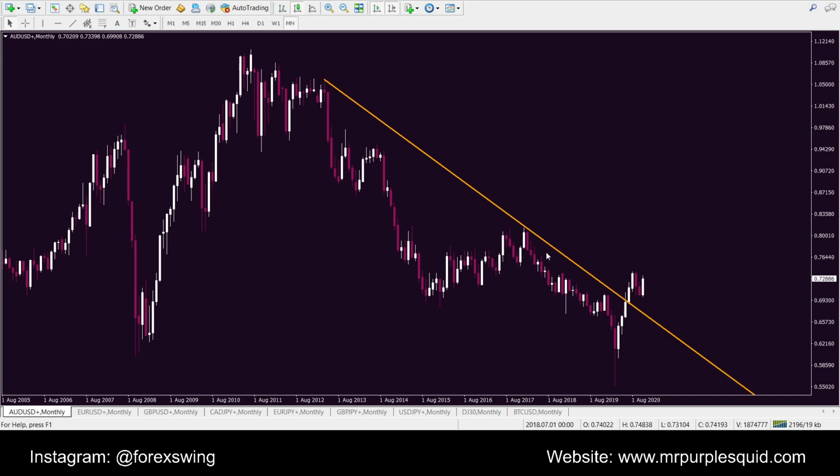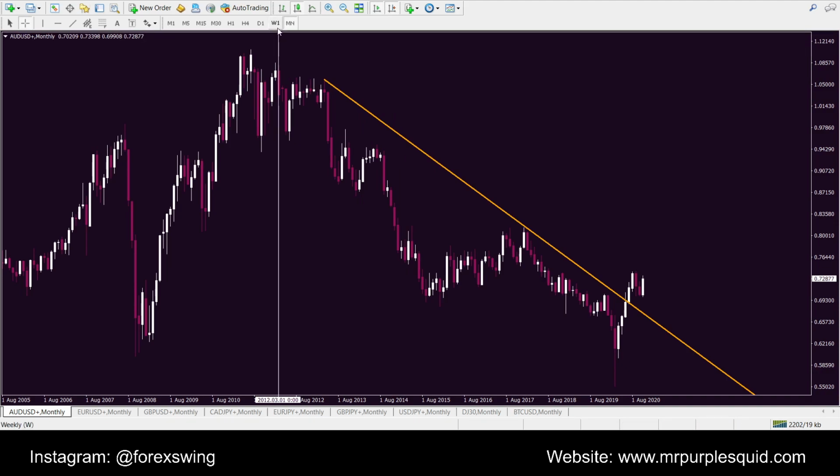So alright, let's go. And we'll begin with Australian USD monthly. And we have a bearish trend. Price recently broke the bearish trend line and came down and is now about to retest this area right here. So let's see what will happen this week.